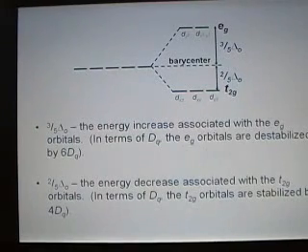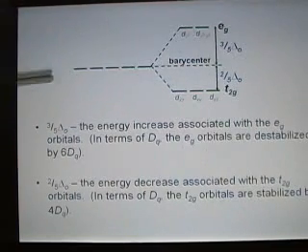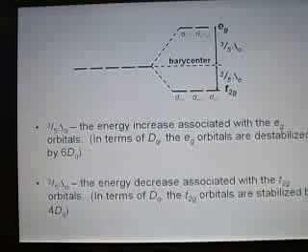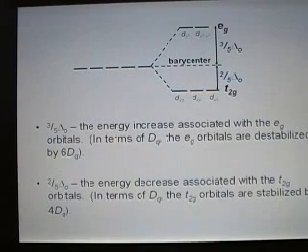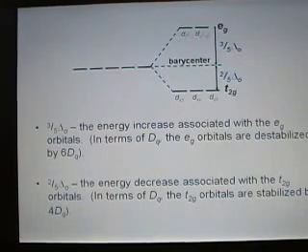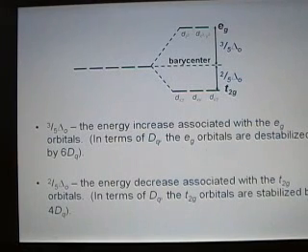Now, the T2G orbitals are stabilized by 2/5 times delta naught. And in terms of DQ, the T2G orbitals are stabilized by 4 DQ. DQ and delta naught tell you the exact same thing. It's just that different books do it different ways. Our textbook, if I remember correctly, does delta naught.